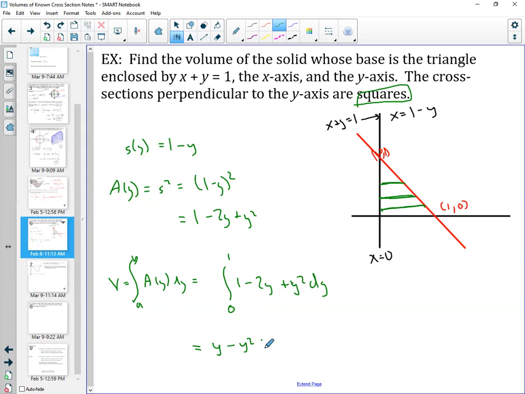So y minus y squared plus y cubed over 3 from 1 to 0. 1 minus 1 plus a third, minus 0, which is a third.